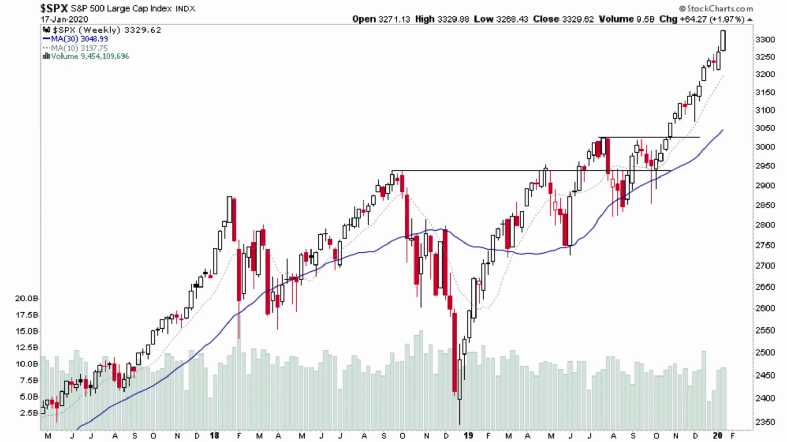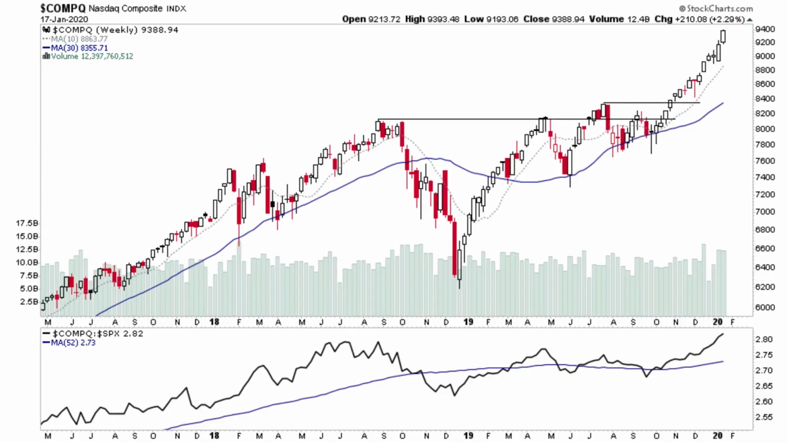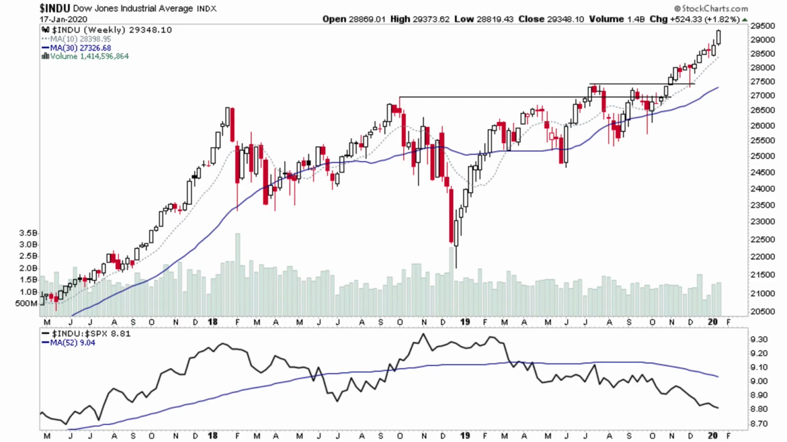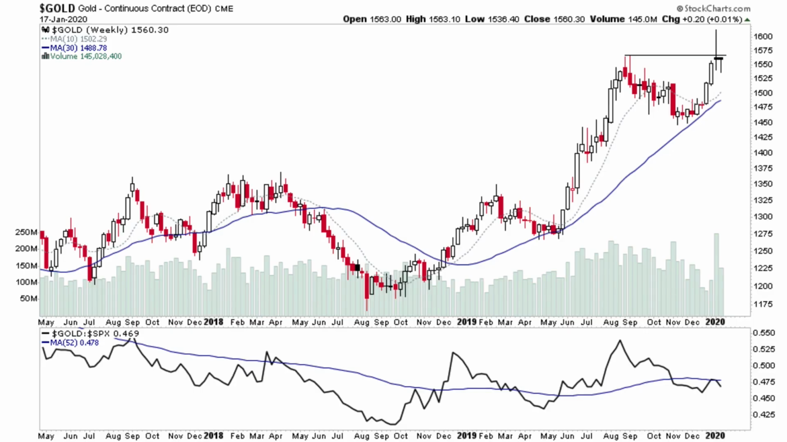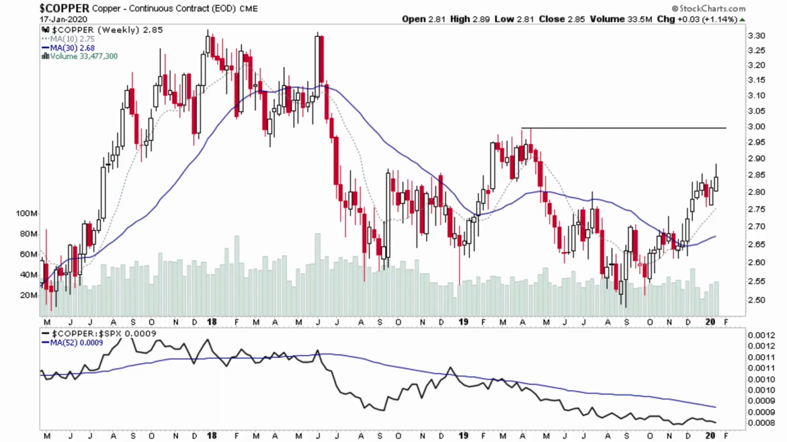So we'll start tonight with the indexes. So this is the S&P 500, the NYSE Composite, the Nasdaq Composite, this is the Nasdaq 100, this is the Dow Jones Industrial Average, this is the S&P 600 Small Caps Index, this is the spot gold chart, this is the light crude oil chart, this is copper.